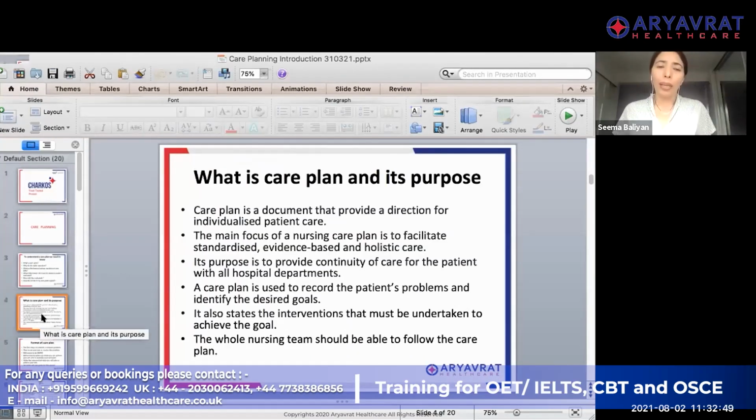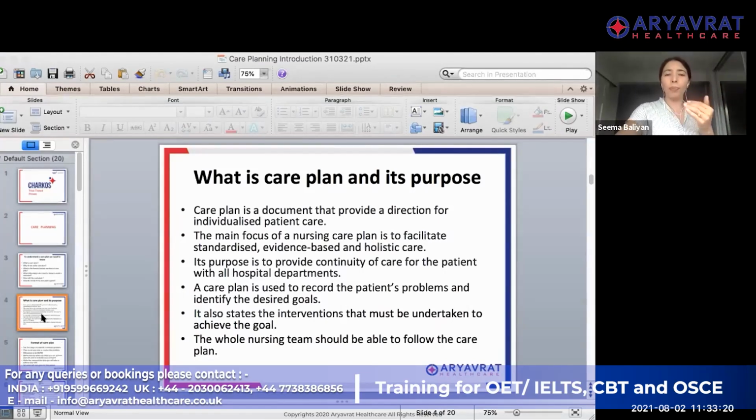So again, going through it, what is a care plan and what is its purpose? A care plan is a document that provides direction for individualized patient care. The main focus of a nursing care plan is to facilitate standardized, evidence-based and holistic care. Standardizing is a very important word: you are making it a standard, this is the way it is to be written, and this is the way the patient is going to be cared for.